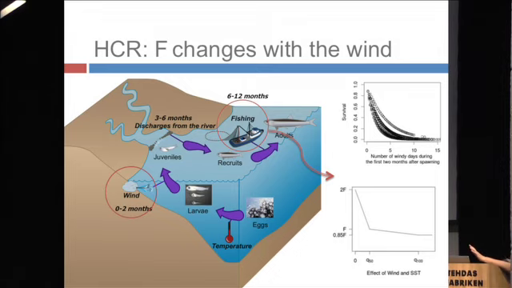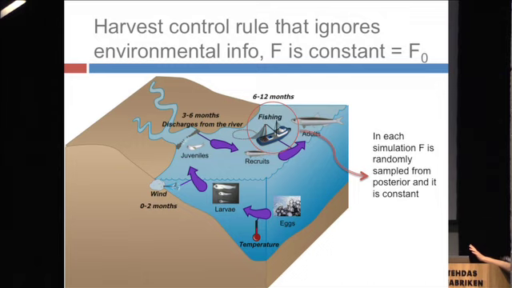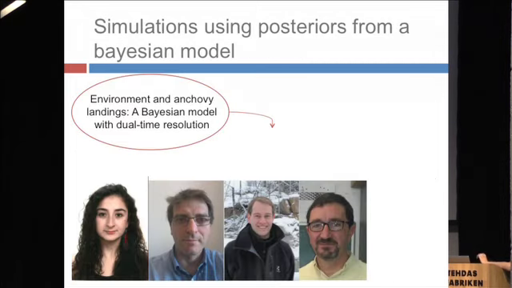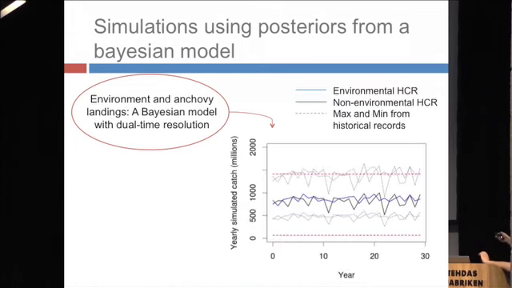This is the first harvest control rule. The second harvest control rule is just to leave F constant. So we sample F for each simulation from the posterior, but it is constant during the 360 months. With these two harvest control rules, we can now simulate catches with one harvest control rule and with the other one. And what happened?